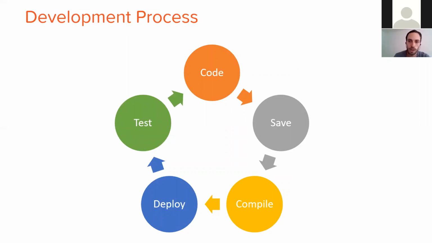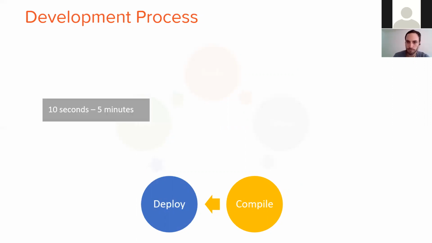But let's now look into the compile and deploy steps first. These two steps usually take between 10 seconds up to 5 minutes, depending on the size of your project. So this means how many source code files there are, how big these source code files are, how many dependencies you've got, and then of course also on the target devices and target hardware that you deploy to.